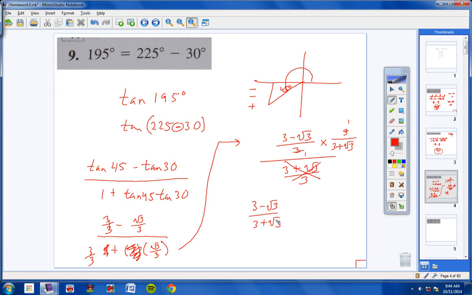Now, I'm going to look in the back of the book. I don't think that answer is acceptable. I'm pretty sure it's not. Let me see here. We're on number 9, tangent. And they are, let's see here.